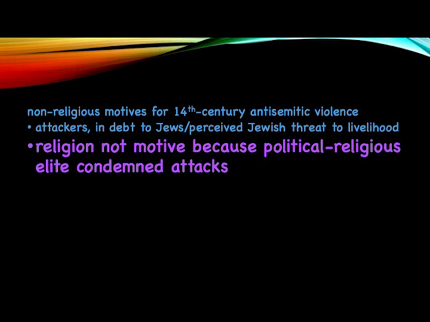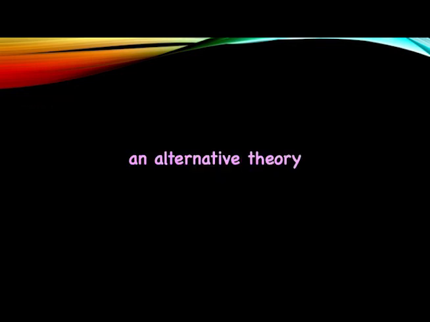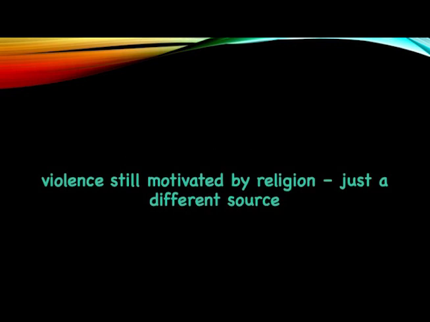According to this theory, religion could not have been a motive, because the highest political religious authorities in Europe publicly condemned the attacks. However, one can offer an alternative theory that may better explain the motivations for the violence. According to this alternative theory, economics may have been a factor, but the driving motive was still religious. It's just that the religious motivation came from a different source than from the elites during the plague.